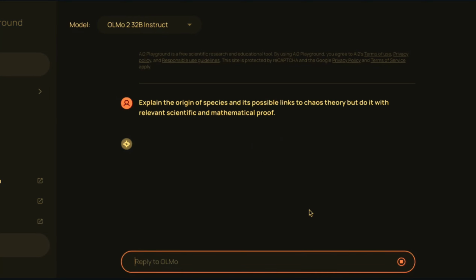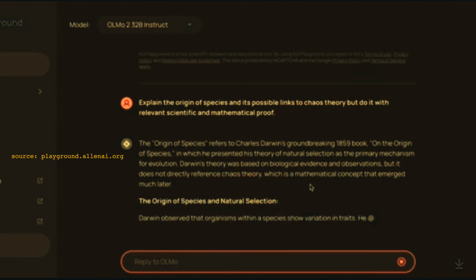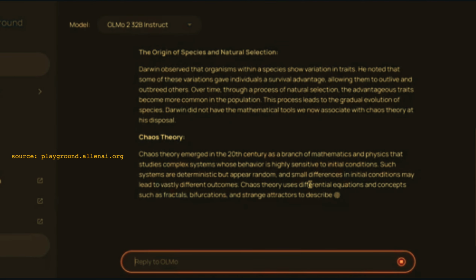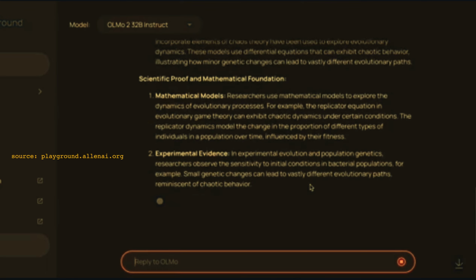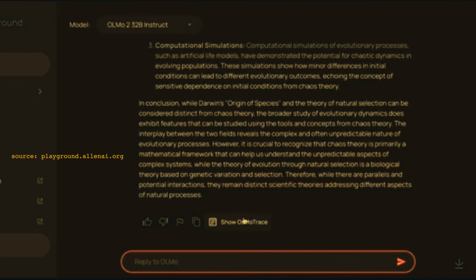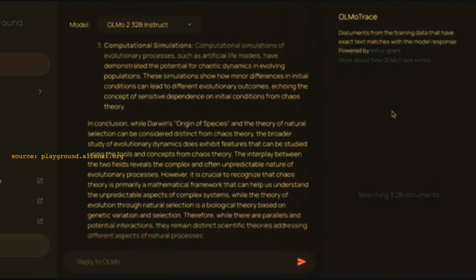AlmoTrace is introduced as the first system designed to trace language model outputs back to their complete multi-trillion token training data in real time. It works by finding and displaying exact verbatim matches between parts of an LLM's generated text and the documents within its training dataset.